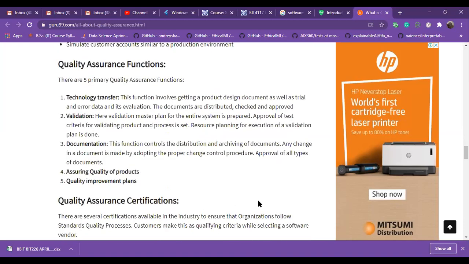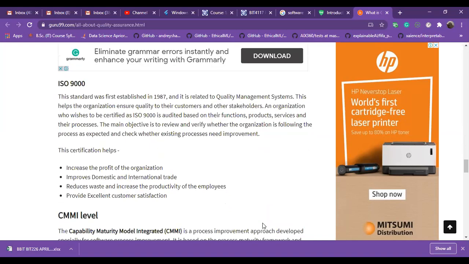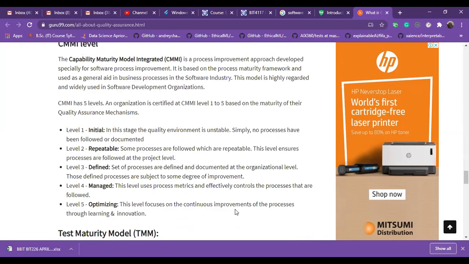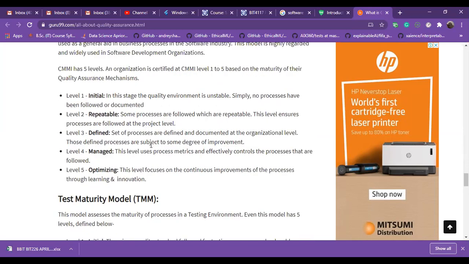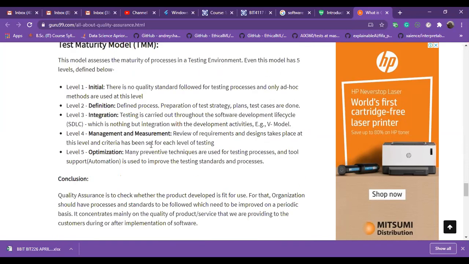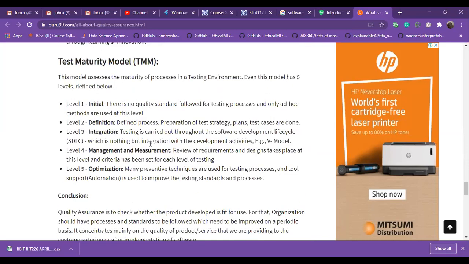So we have looked at various quality assurance functionality, the CMI level, and the testing maturity level. So here's one thing I would like to talk about, the testing maturity level. This model assesses the maturity of processes in a testing environment. It has 5 levels. It has the initial level.